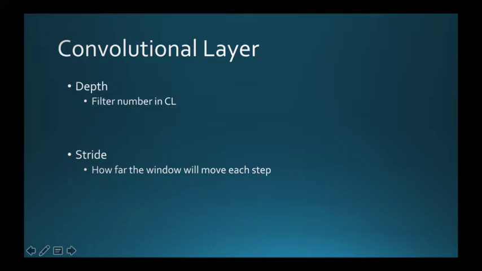A convolutional layer has another two parameters. The depth decides how many filters there are in the convolutional layer, and the stride decides how far the window will move after each step.